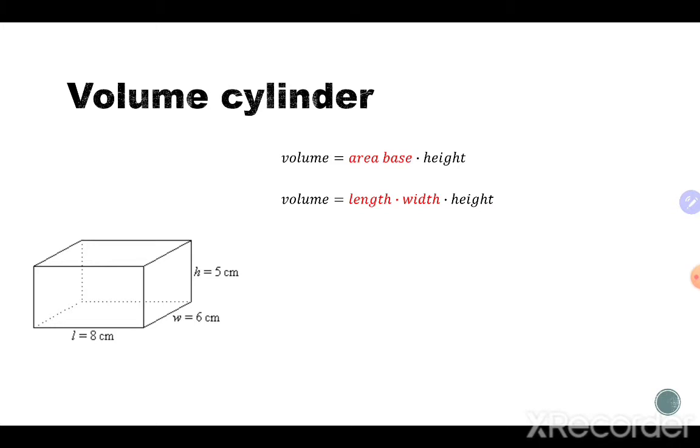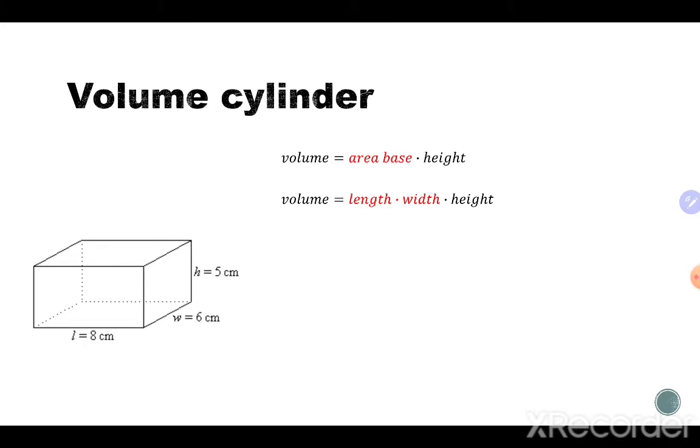I just show you two formulas, and those formulas are exactly the same. In the first formula, to calculate the volume of the cuboid we need to do the area of the base times the height of my cuboid, and the second formula is length times width times height, and that's maybe the common formula that you recognize to calculate the volume of the cuboid.